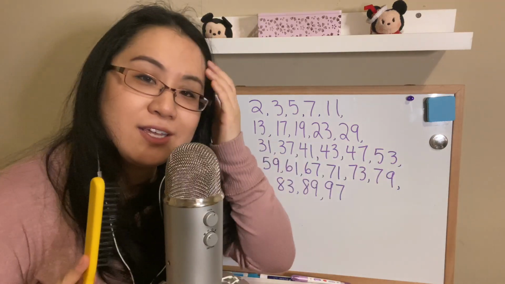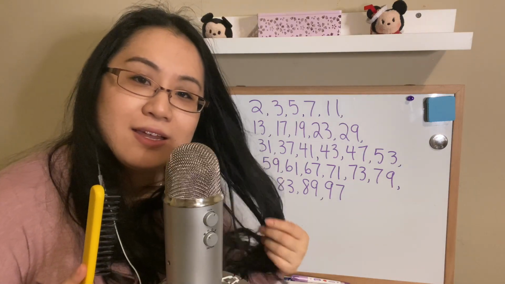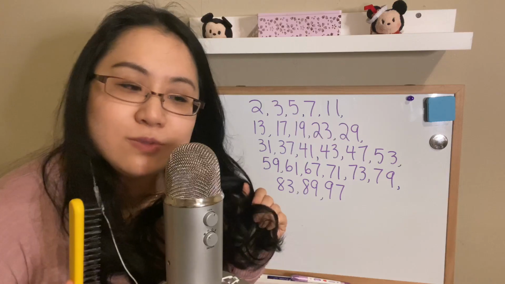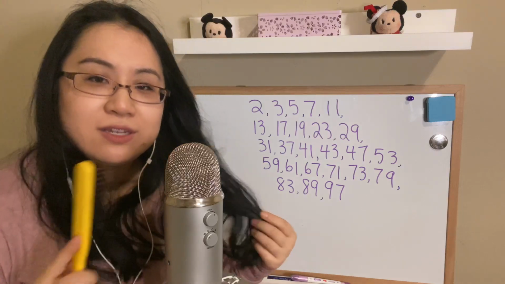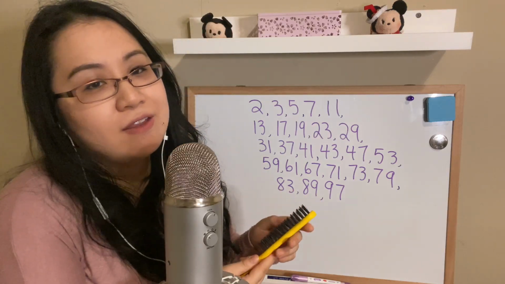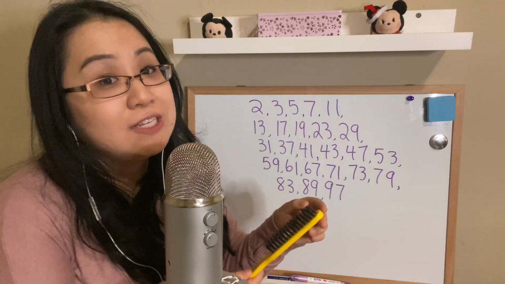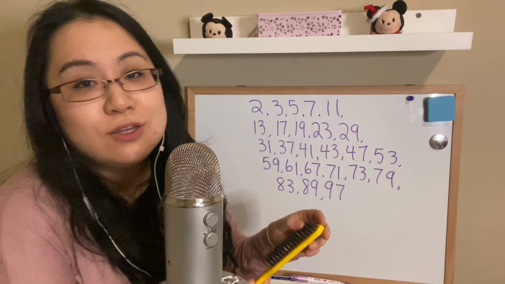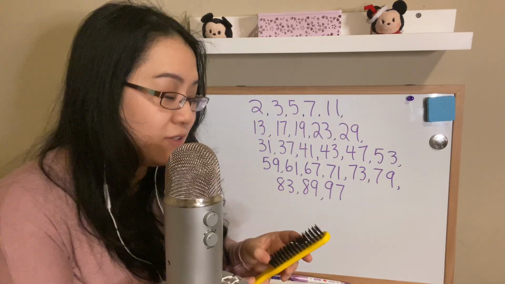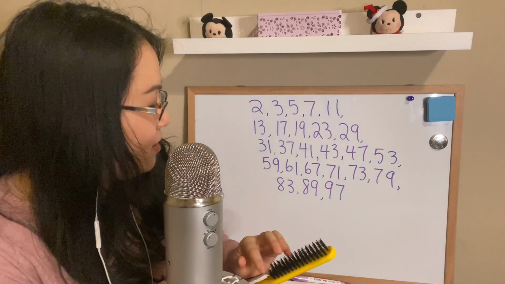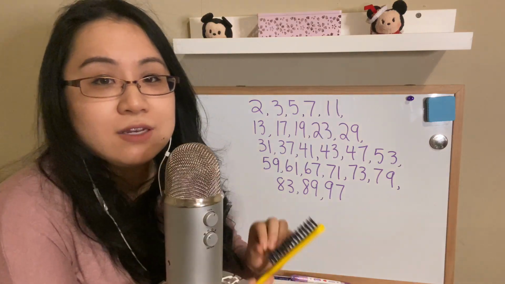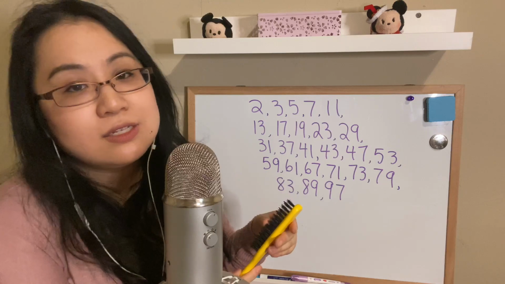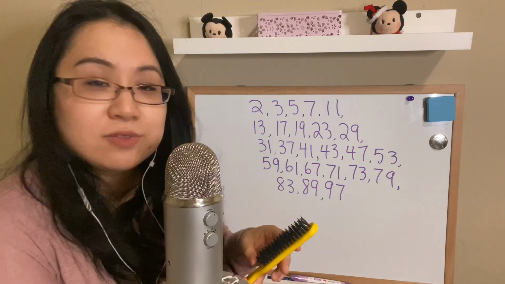54 is 27 times 2, so 2 times 3 cubed. 55 is 5 times 11. 56 is 7 times 8, so 2 cubed times 7 is 56. 57 is 3 times 19.